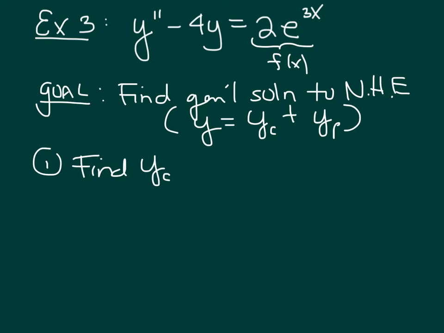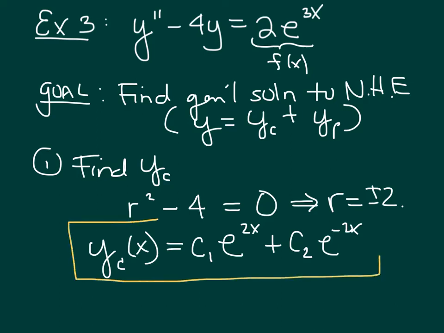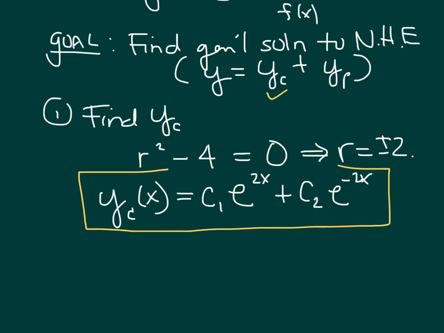Well, that's just using the characteristic polynomial or characteristic equation. So we have r squared minus 4 equals 0. And then we can easily see that r is plus or minus 2. So our y sub c, if you want to write y sub c of x, is equal to c1 e to the r1 x. So one of my r's is 2, so c1 e to the 2x, plus c2 e to the negative 2x. Okay, so here's my y sub c, so I can check that off.